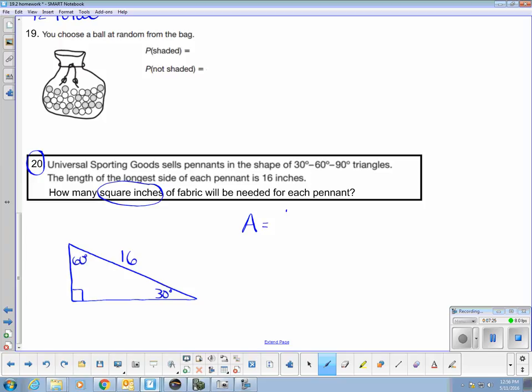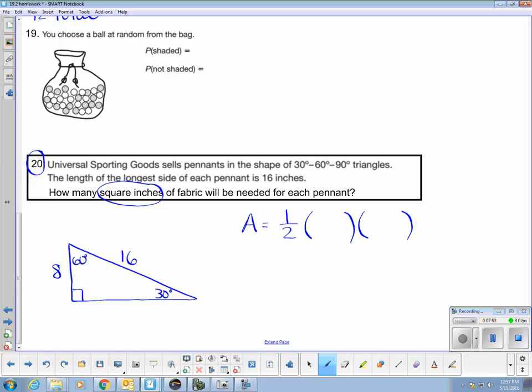So to find the area, I need to multiply 1/2 the base times the height. The base of the triangle times the height. In this drawing, I know neither at this time. So remembering back to the relationship of the sides in a 30, 60, 90, if I know the hypotenuse is 16, I find the short leg by taking half. Half of 16 is 8.